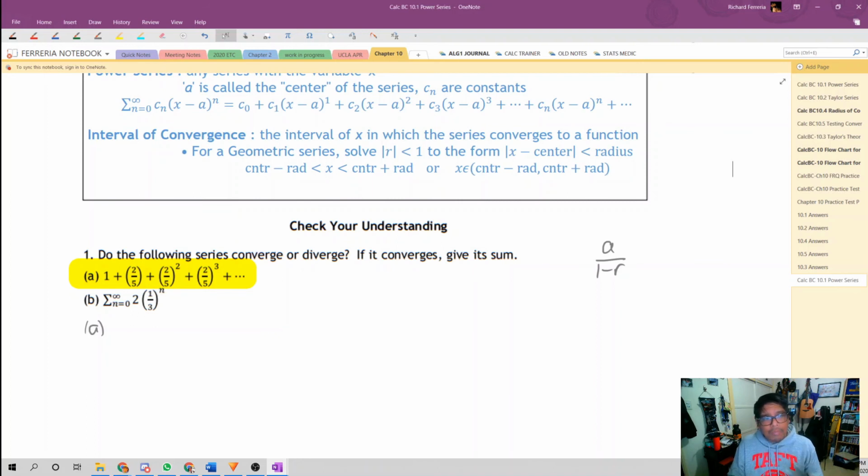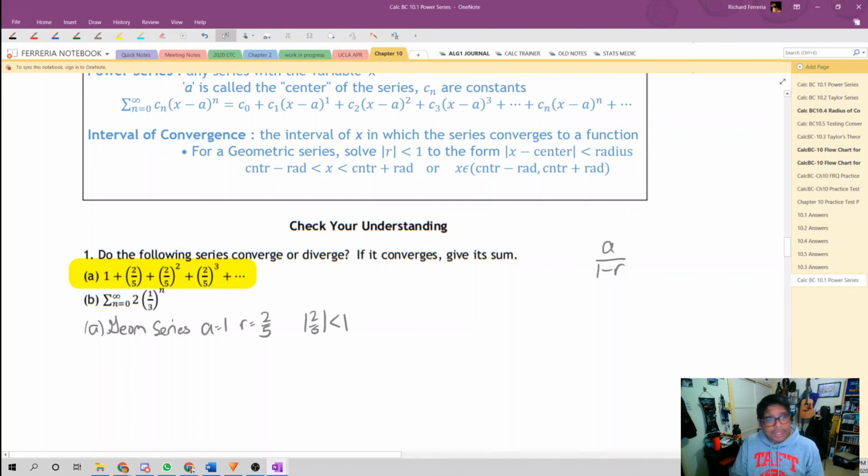You can tell because to get from one term to the next, we just keep multiplying by 2/5. So this is a geometric series. The first term is 1, and the ratio is 2/5. Because this is a geometric series, we know a lot about when it converges and when it doesn't converge.